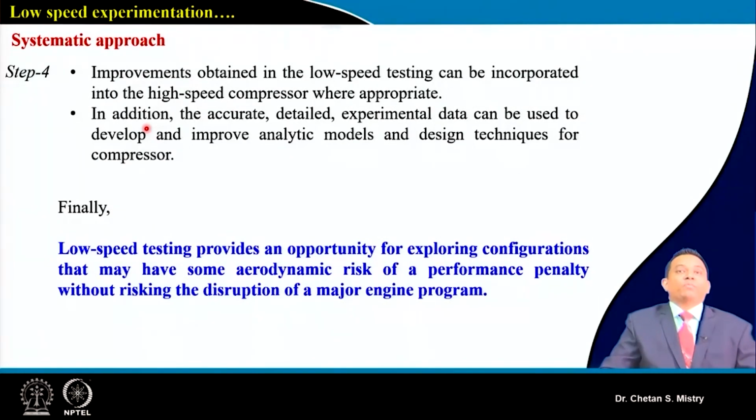Okay. Now once we have achieved these improvements, they can be incorporated in the high speed configuration. So accurate detailed experimental data can be used to develop and improve your analytical model, and maybe for future design techniques. Finally, what we are getting can be used with minimum risk in terms of aerodynamic penalty. At the same time, it is not affecting our ongoing design program or major engine design program.